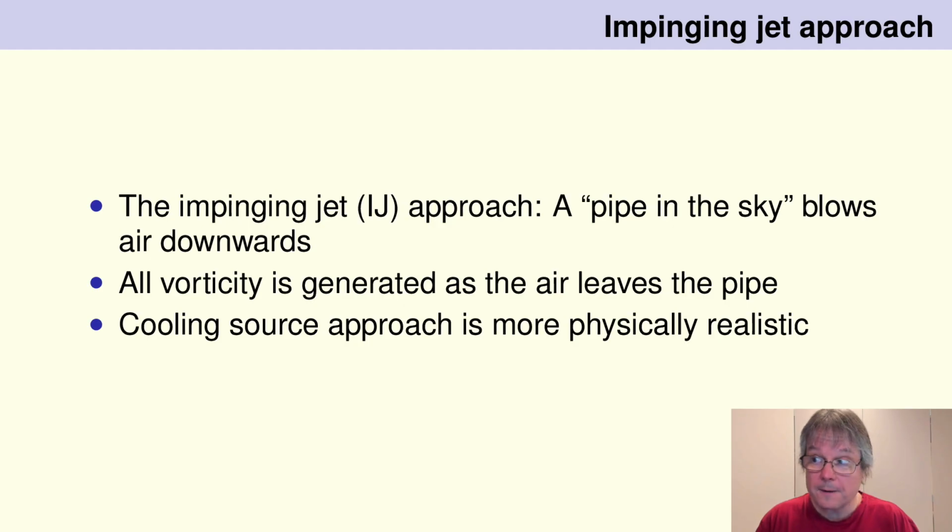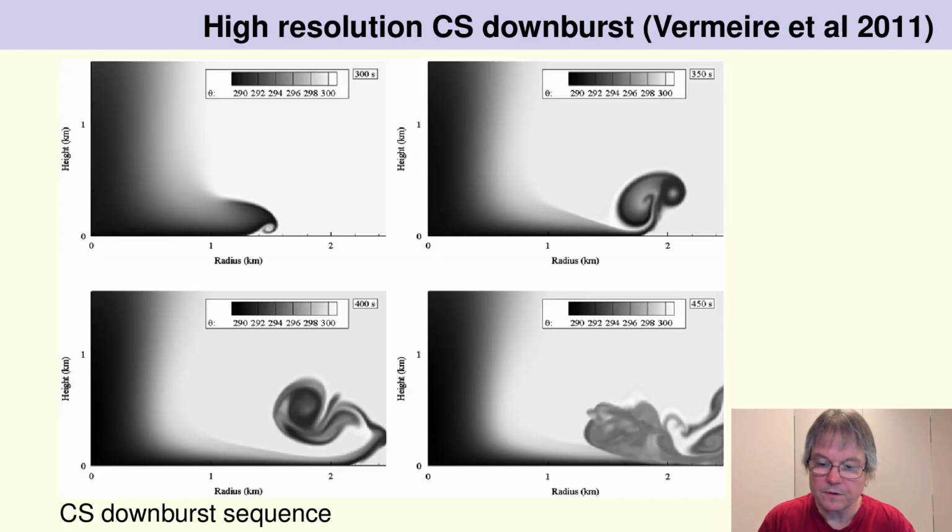So that's the cooling source approach that we use to force our downbursts. Another common approach, especially in wind engineering, is called the impinging jet approach, which is a momentum-based approach where you have a momentum source that shoots out of a jet, usually a circular or axisymmetric jet, and it blasts the air down. It does a reasonably good job of producing something that looks like a downburst.